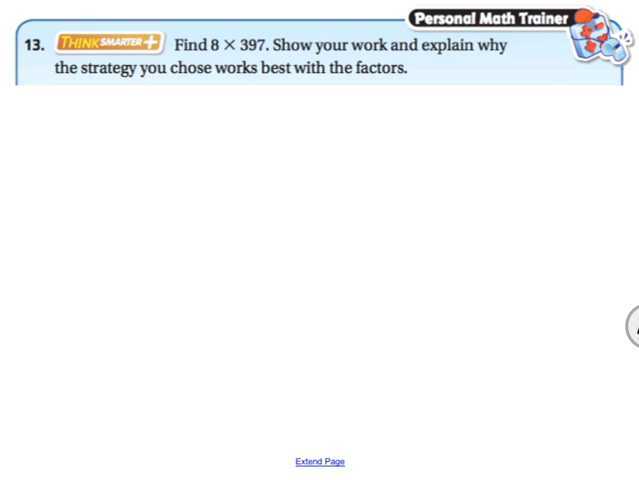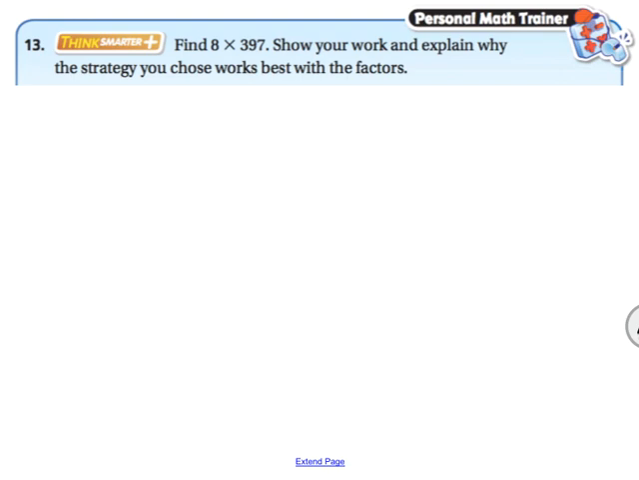13. Find 8 times 397. So I'm not going to really show this one. You can multiply 397 times 8 using distributive property, area model, or traditional method. Remember, choose one of those strategies that works for you, where you are more accurate and that you feel more comfortable using, okay?